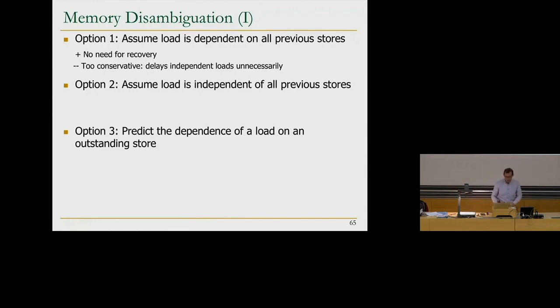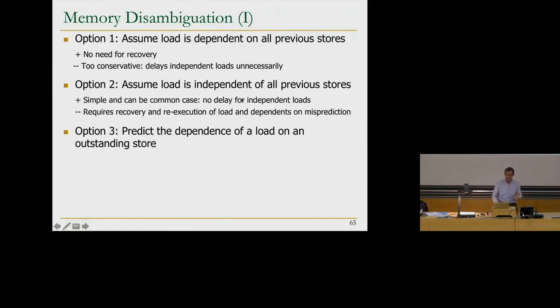If you do option two, assume the load is independent of every previous store, it could actually be simple, and it's a common case. There's no delay for independent loads, but we have to pay the tax for recovery. If you're wrong, first of all, you need to figure out that you're wrong. So there needs to be some additional logic that says you sent this load, you executed it, but you were wrong. So there needs to be some checking that needs to happen.